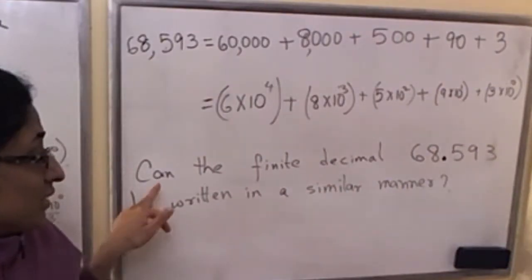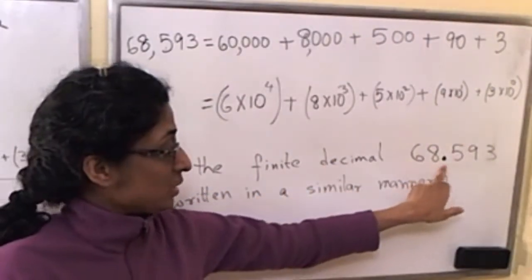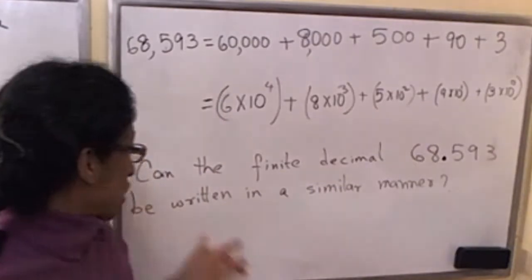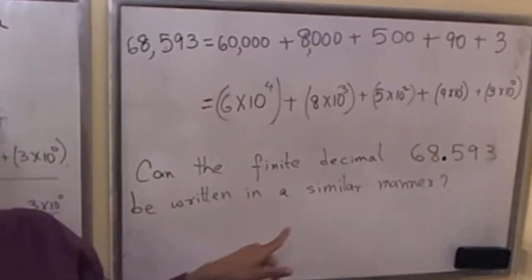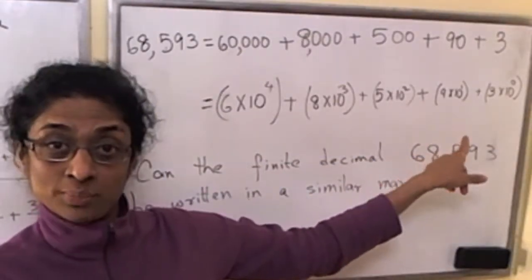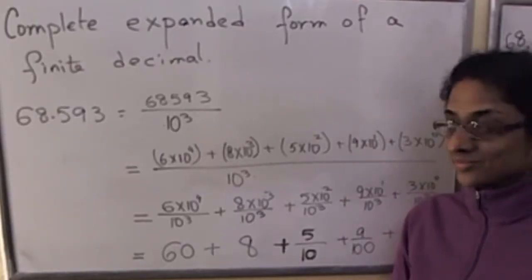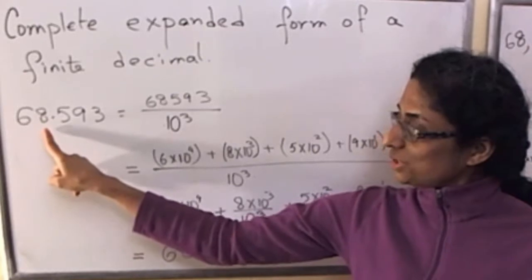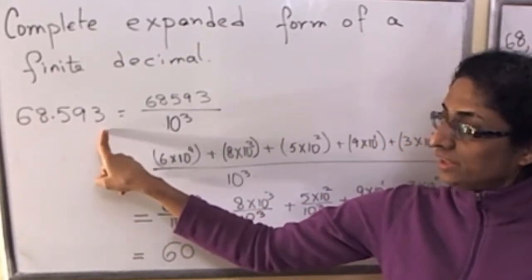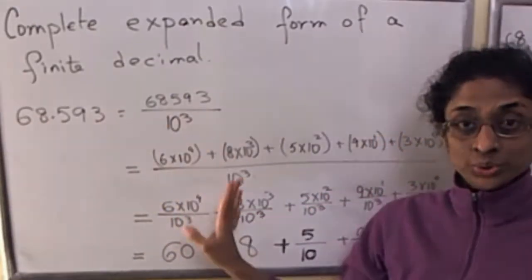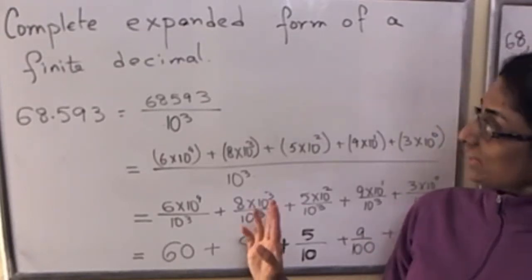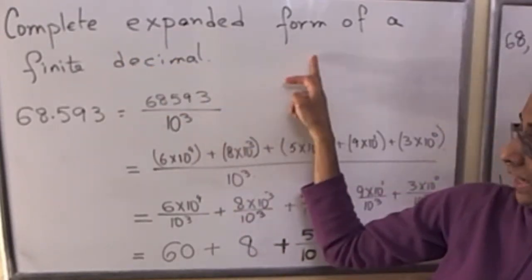So we ask, can the finite decimal 68.593 also be written in a similar manner in an expanded form? And today we'll try to answer that. So let's look at 68.593 and work our way through and see if we can write it in a completed expanded form.